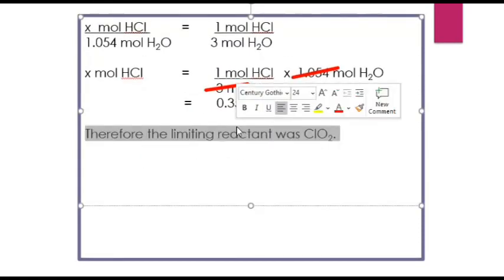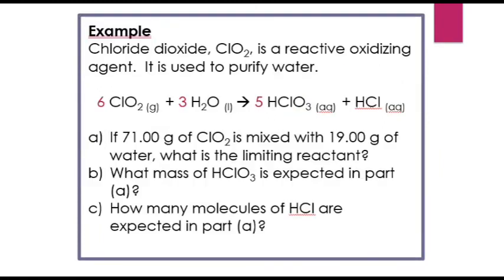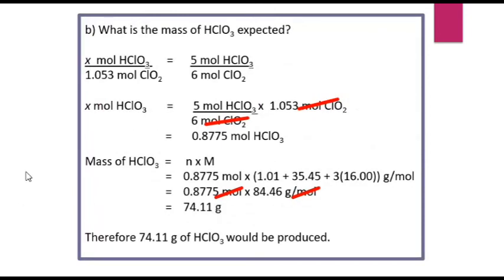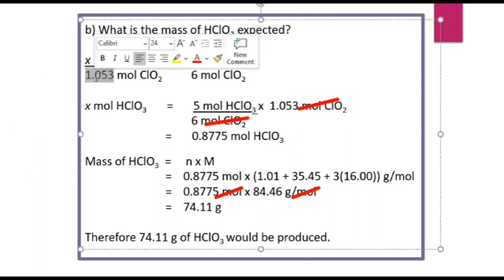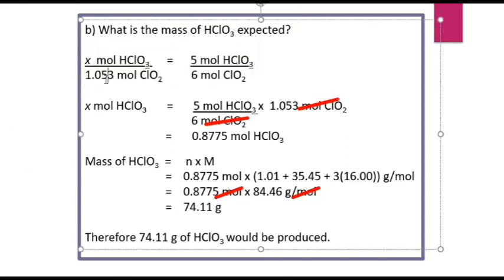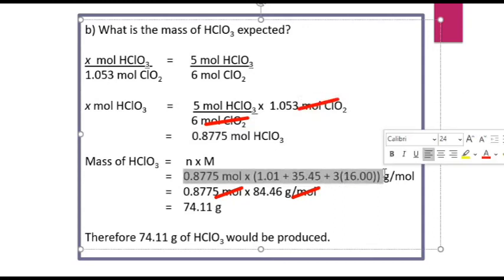It is the limiting reagent. Now that we know the limiting reagent, what we are looking for is the expected mass. We multiply it by the result we got from the limiting reagent. So, this is the equation. And then we multiply what we got here by the molar mass. Okay?